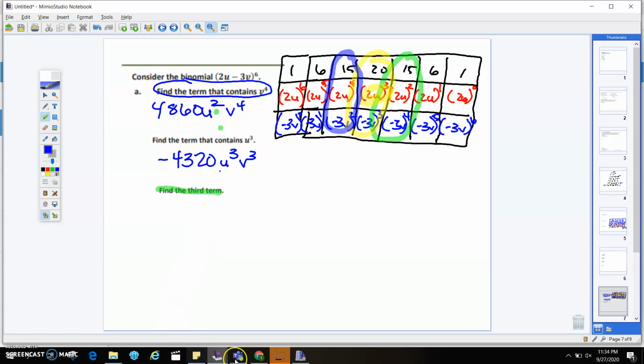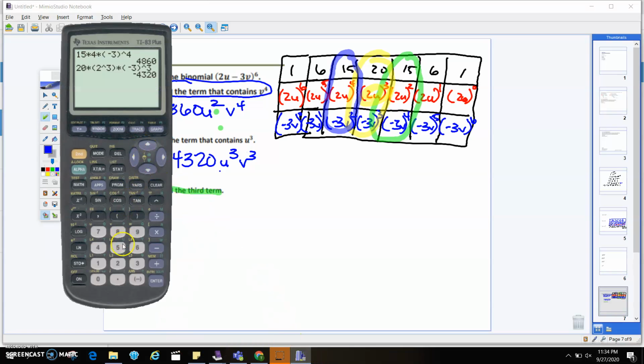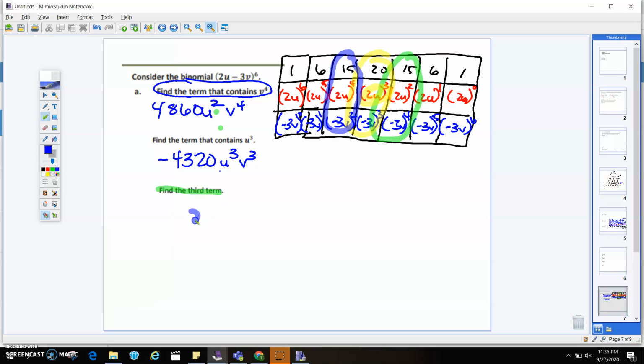So, for instance, I'm going to go into my calculator, and I'm going to say 15 times 2 to the fourth times negative 3 to the second, and that's going to give me 2,160, u to the fourth, v to the second. Okay? So these are the different types of questions. It could say, find the term that contains this, find the term that contains that, or find the whatever term.